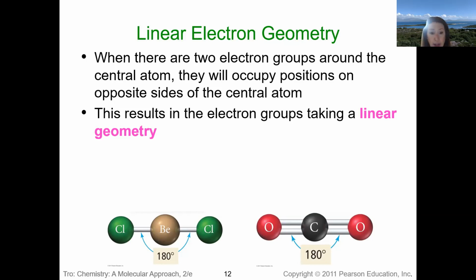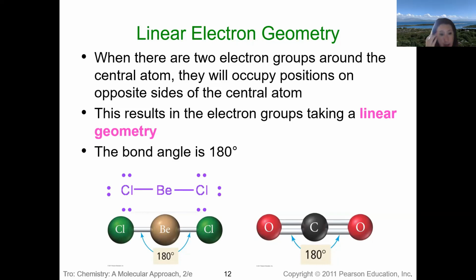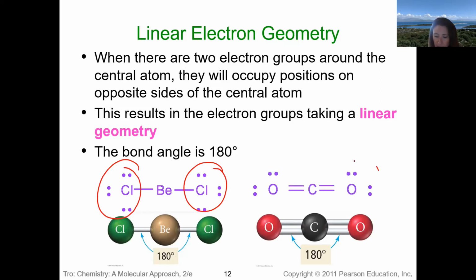So if we have 2 electron groups and we try to attach them, our electron groups are going to try to be as far away from each other as they can. And so here's BeCl2. Here's 1 electron group, 2 electron groups. Here's CO2, 1 electron group, 2 electron groups. So we call this linear.